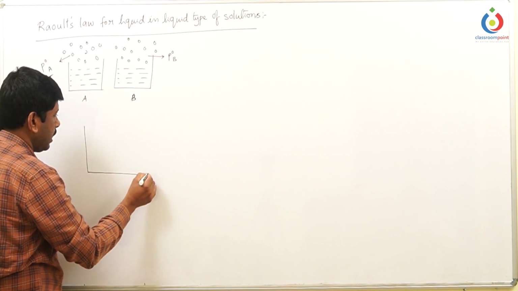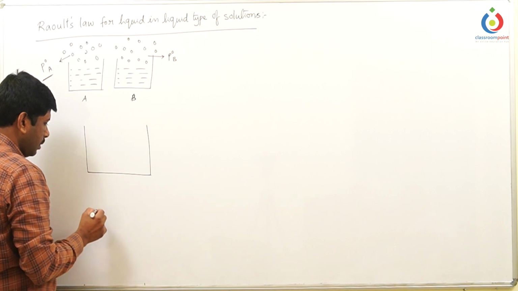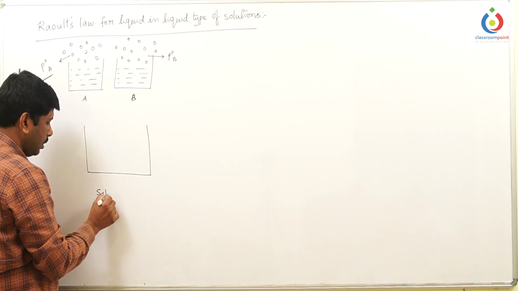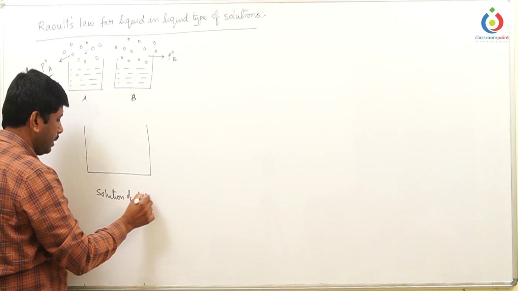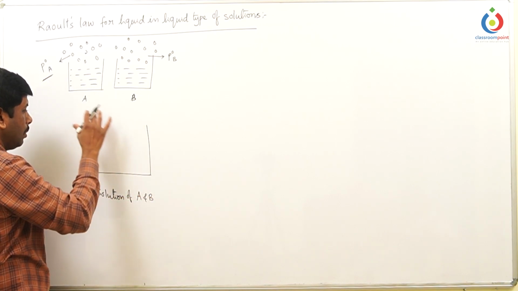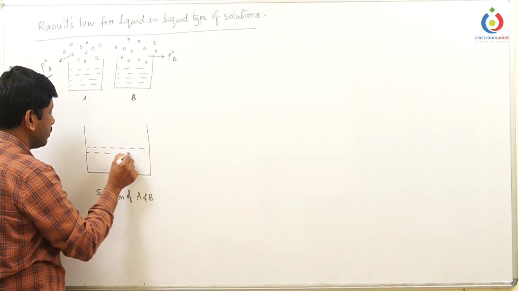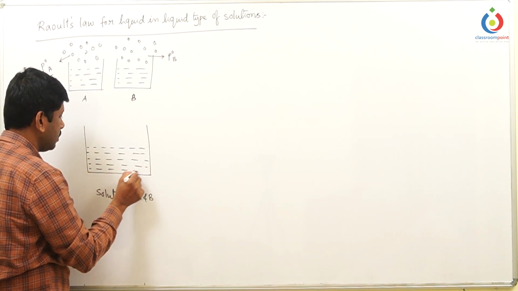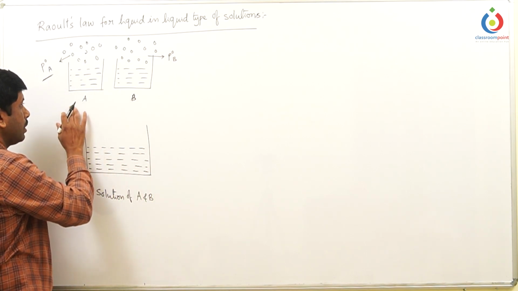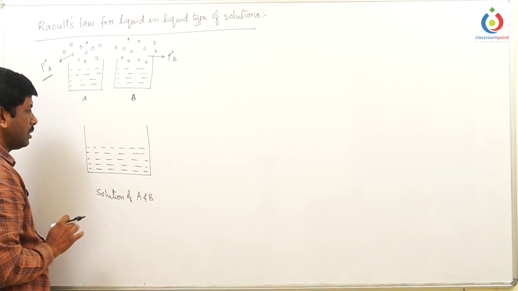Now let us mix both of these liquids in a common beaker, which forms a solution of A and B. So both liquids, A and B, are present here. Now this is to be called the solution. These two are the components. Why? Because a homogeneous mixture is present.